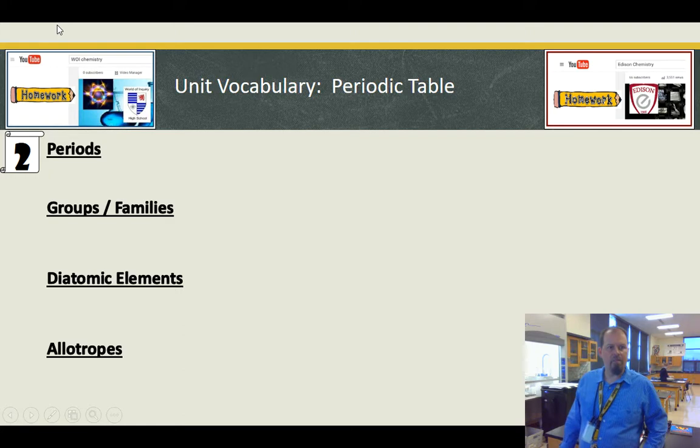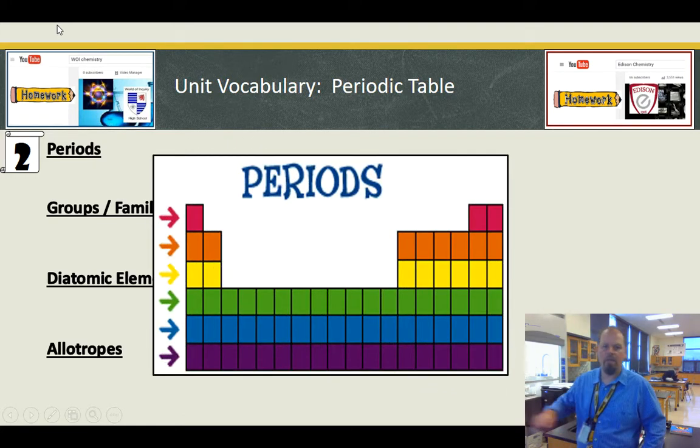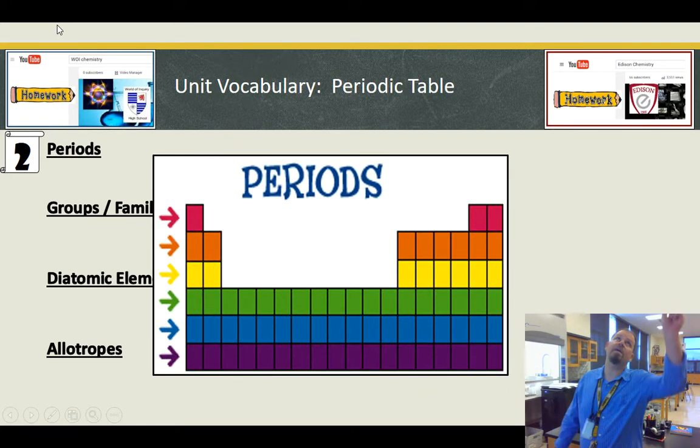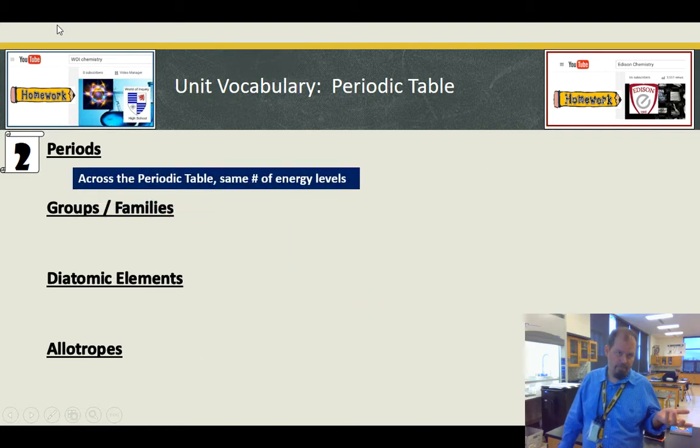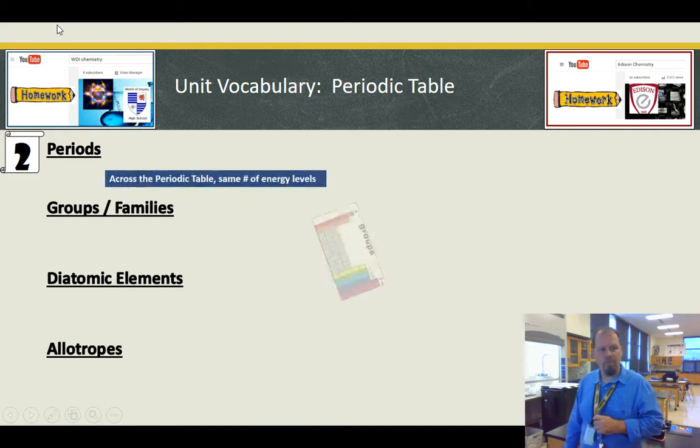I think we're almost done. Periods. Periods are going across. And there is a piece on the, wait, this is your left-hand side, right? There's a piece on the left-hand side of the periodic table that says the word periods and they're numbered. Okay. This is across the periodic table. Every period has the same number of energy levels. So period 2 has 2 energy levels, and period 3 has 3 energy levels, and it's 3 all the way across, which is cool. Okay.